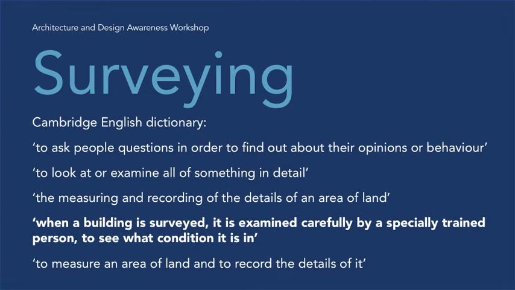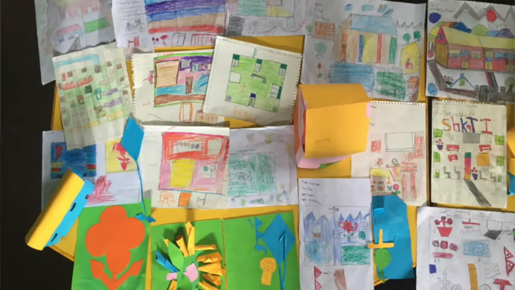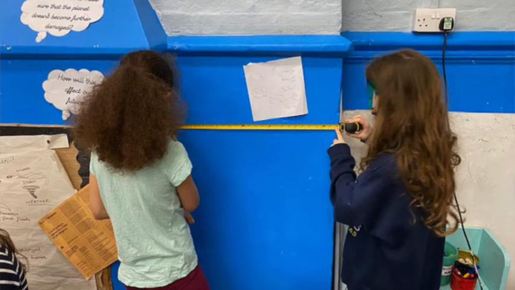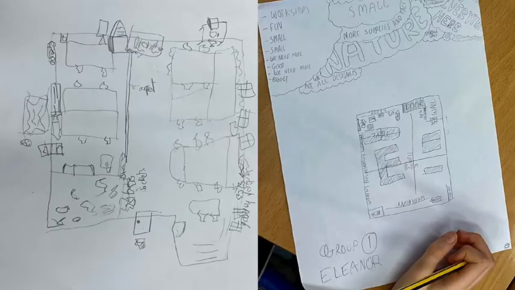What is interesting for us in this case is that when a building is surveyed, it is examined carefully by a specially trained person to see what condition it is in. So, you're going to become the surveyor, this kind of specially trained person. And you're going to document this surveying through drawing. As you can see in the image, you can start by measuring the space, and so you do a very accurate drawing.